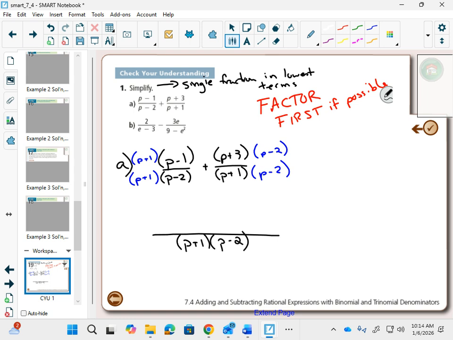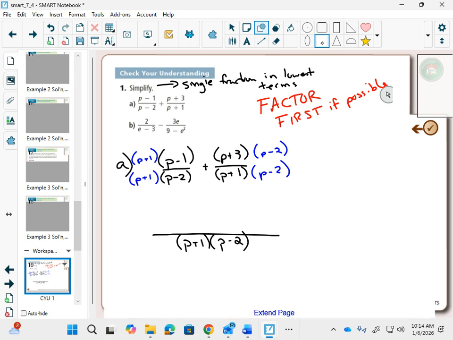And I will not multiply that out. I will leave it factored because maybe later on something might cancel to be in lowest terms. And if things want to be in lowest terms, the factored version will be the easiest way to tell.